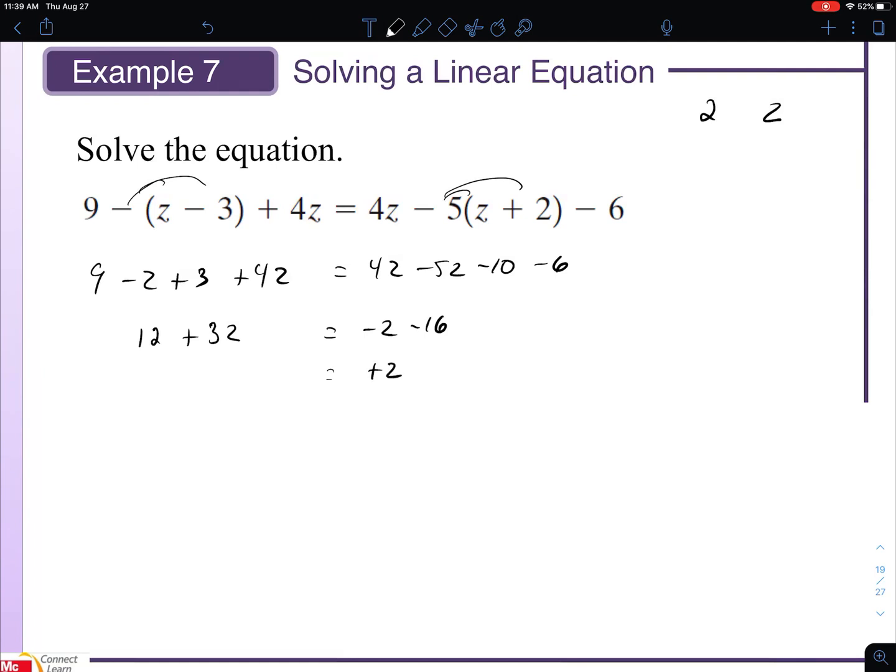So I'm going to add the z to both sides. Let me get rid of that equal sign. That's not what I meant to do. Add the z to both sides. So it's going to be 12 plus 4z is equal to negative 16. I'm going to subtract the 12 from both sides. So it's going to be 4z is equal to negative 28. Divide both sides by 4, and we get z is equal to negative 7.